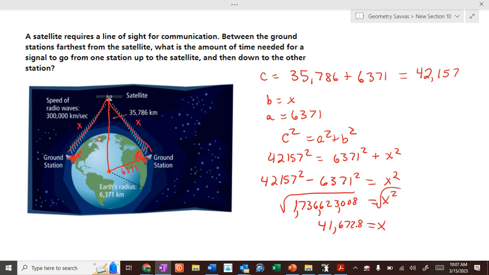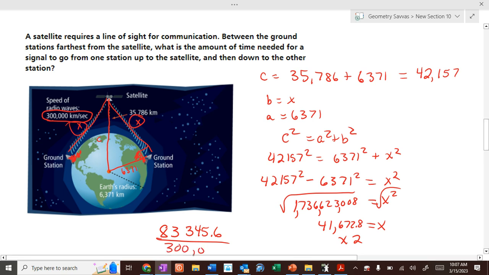All right, so that's this distance x. How many distances x does it have to go? 2 of them, so we have to multiply that by 2. So it's actually 83,345.6. And then if the speed of radio waves is 300,000 kilometers per second, we divide this by 300,000. And it's 0.277.